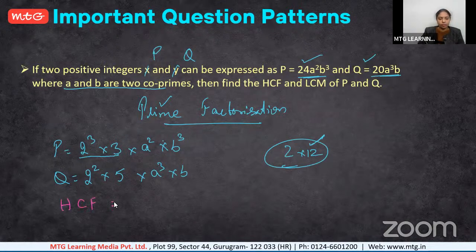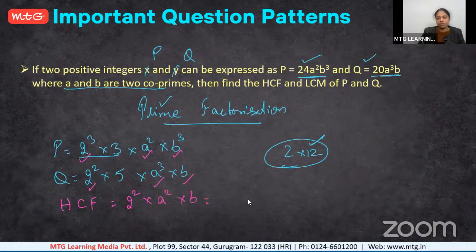For HCF, what are the common prime factors? Here I have 2, here also I have 2. Here I have A, here also, and B and B. 3 and 5 are not common, so I'm not going to take them. What is the lowest power of 2? 2 square. The lowest power of A? A square. The lowest power of B? B. So 2 square into A square into B, which I can write as 4A square B. So 4A square B is the HCF of these 2.